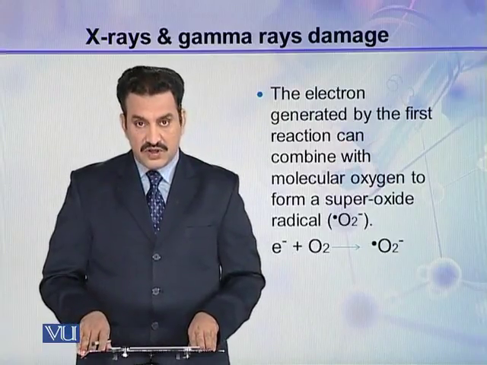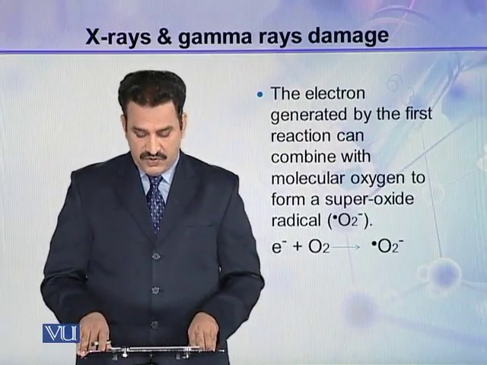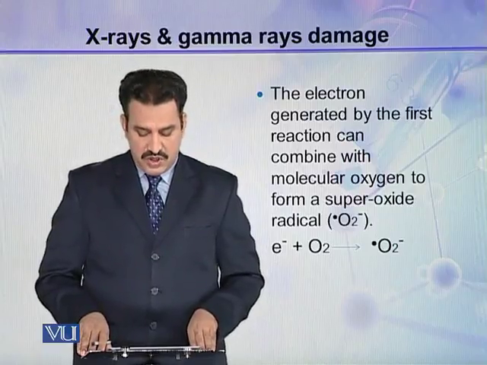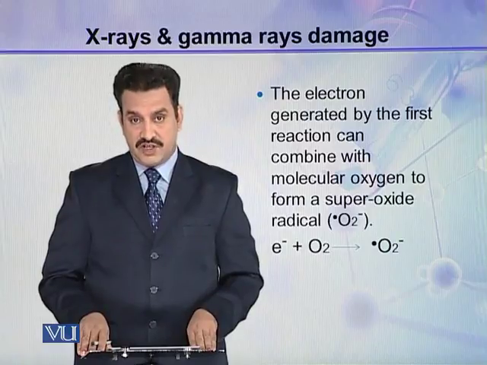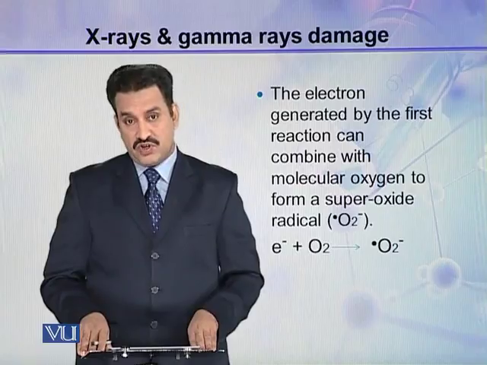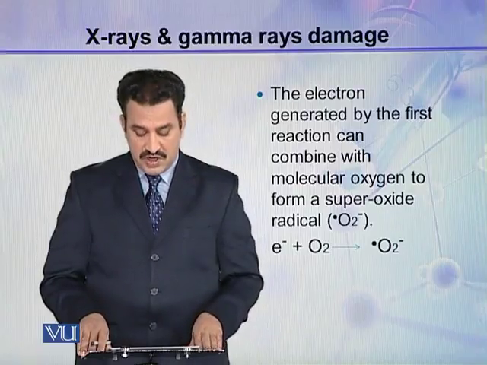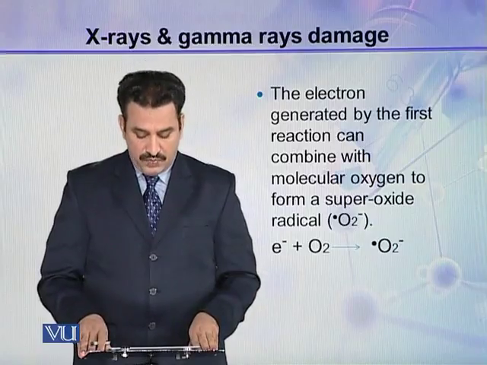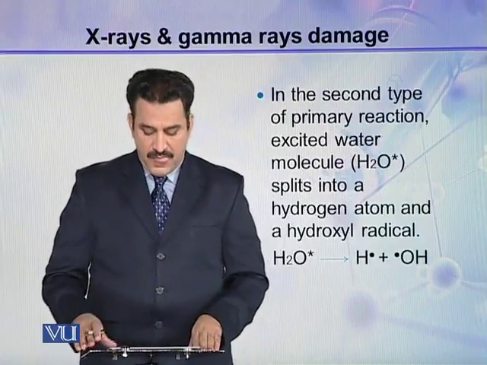The electron generated by the first reaction can combine with molecular oxygen to form a superoxide radical. So in this reaction, you can see the electron which was generated in the first step of this reaction combines with molecular oxygen and produces a superoxide radical.